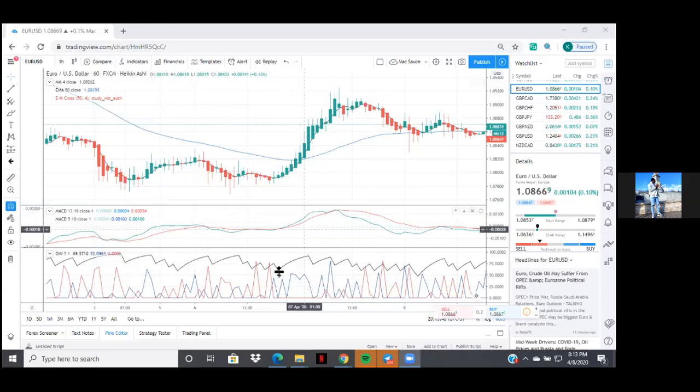And then you could also come down and check your DMI. As you can see, the blue is above, more momentum for the buy. Take it. And every time you guys use this, make sure you guys are using a 30 pip stop loss. 30 pip stop loss, and you can do a 30 pip take profit as well.